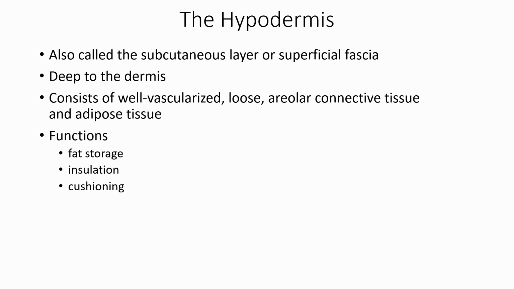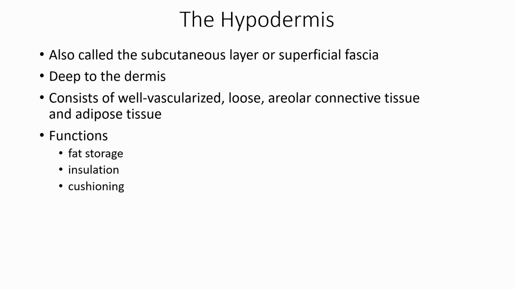We have a lot more blood vessels here. We have areolar connective tissue. We have adipose tissue, so fats. And so this is going to help with, one, fat storage, lipid storage, as well as insulation and cushioning. It's important to note that everybody needs some fat tissue, some adipose tissue, because you need some sort of long-term energy storage, which would be the lipids.